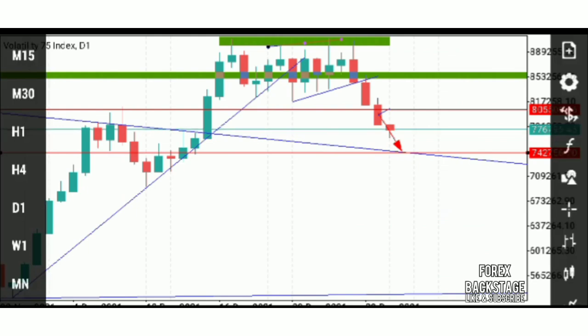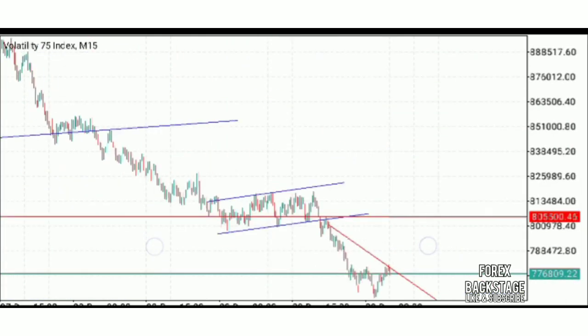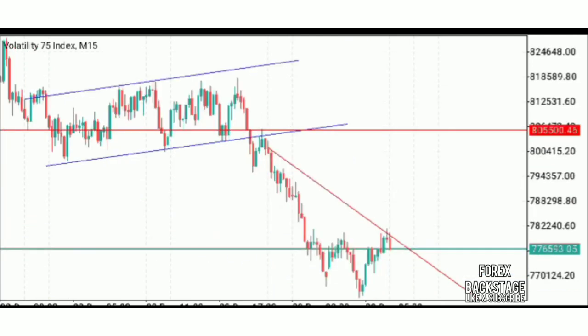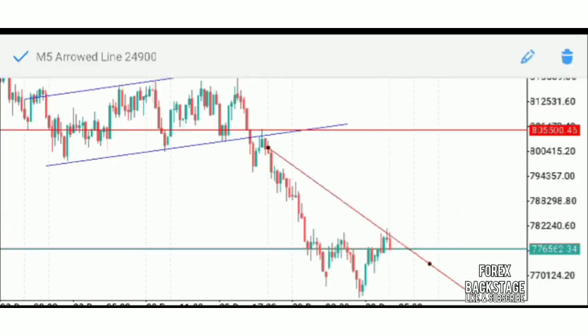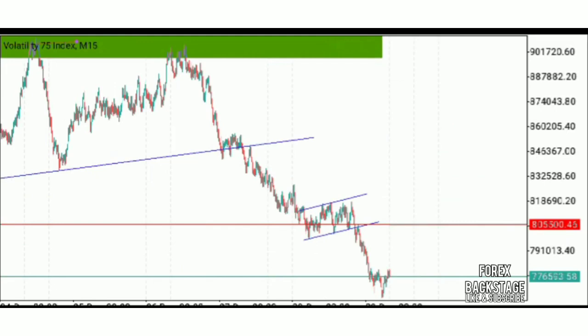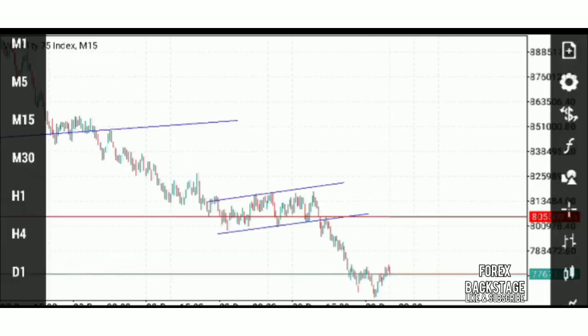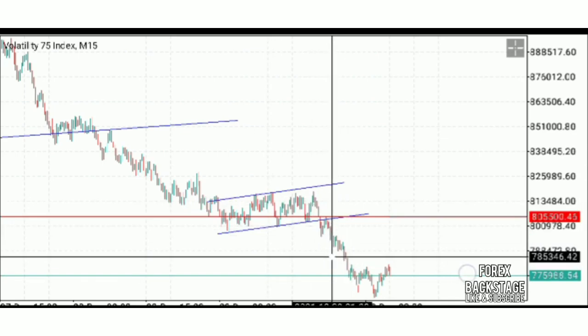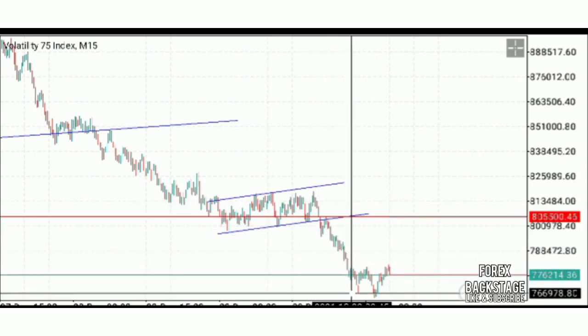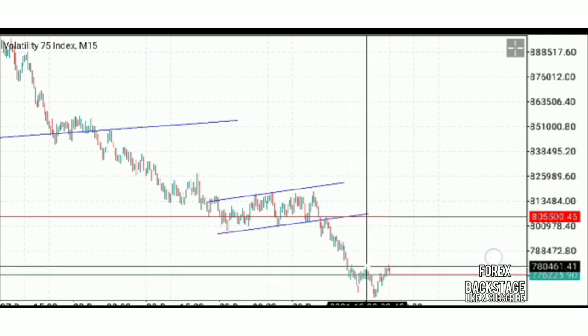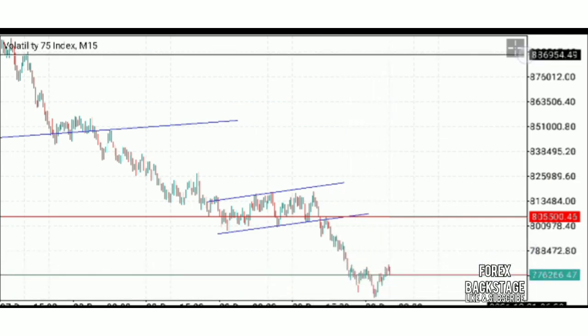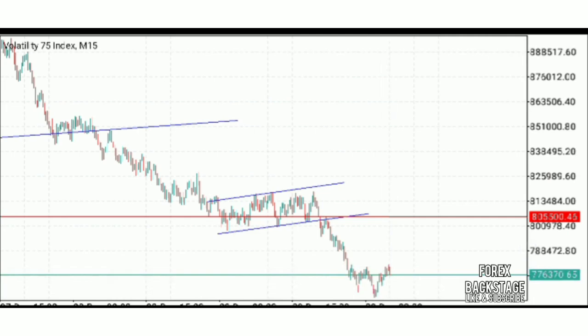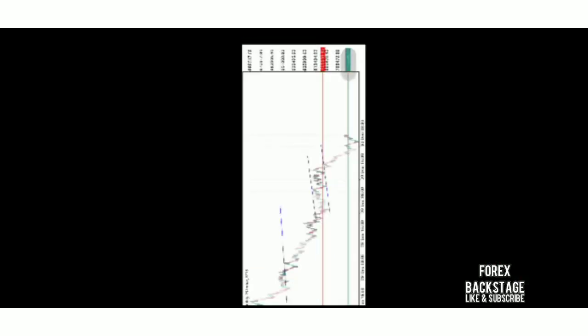Yes, that's how you simply scalp VIX 75, guys. That's how you simply trade VIX 75 on your smartphone. So since you'll be running on profits now, from the entry you took here, you just place your stop loss above here to protect your profits. Since we had a corrective movement, after a corrective movement we're expecting an impulsive movement, which we can benefit from again.